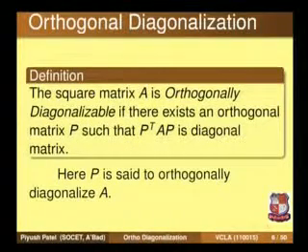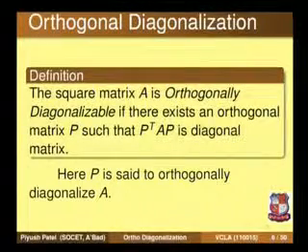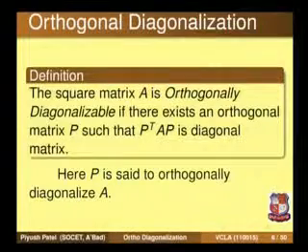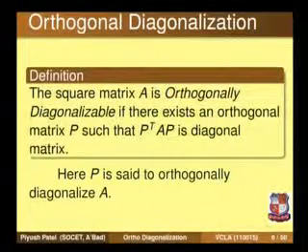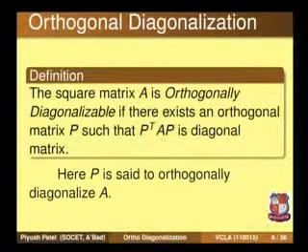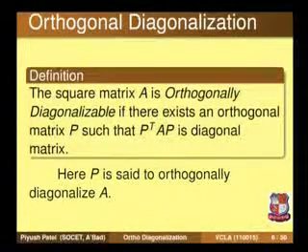So let us first define orthogonal diagonalization. A matrix A is said to be orthogonally diagonalizable if there exists an orthogonal matrix P such that P transpose AP is a diagonal matrix. And this transformation, P transpose AP, we call the orthogonal transformation. Here the matrix P is said to orthogonally diagonalize A.